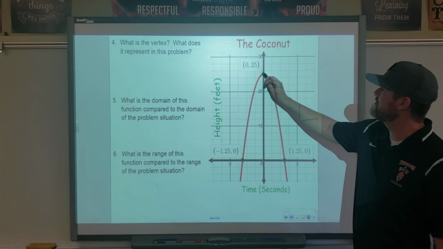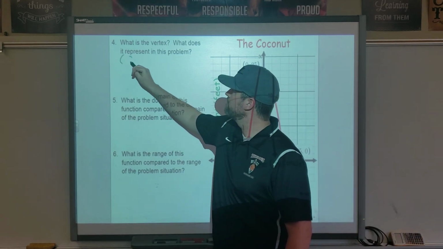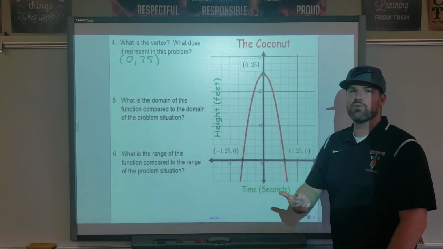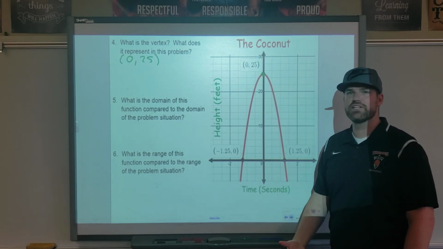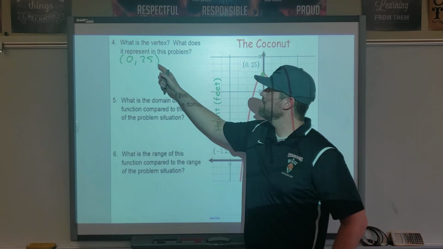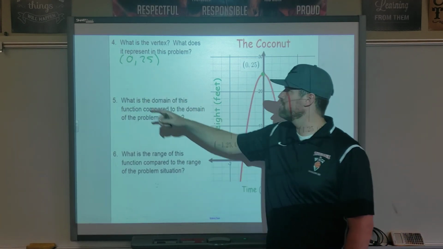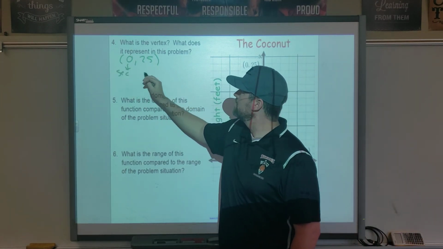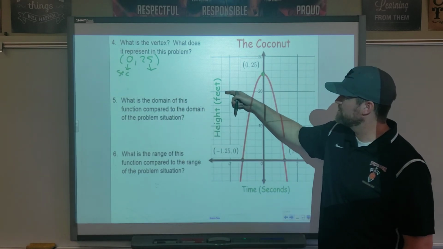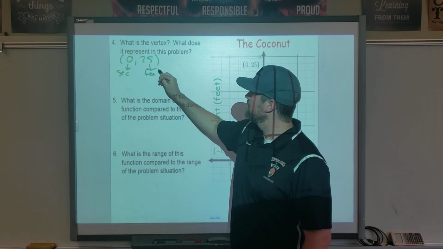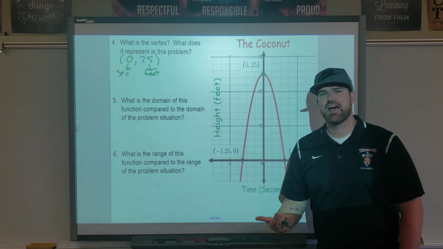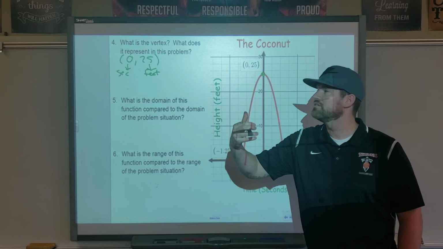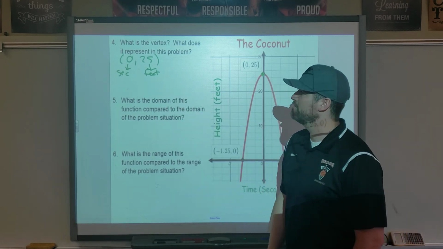The vertex of this is (0, 25). You might also notice that the vertex in this problem is also our y-intercept. That's just because there was no initial velocity. But in this problem, again, we read the graph. 0 is my x, which is time in seconds. Y is my height, which is in feet. So at 0 seconds, how high in the air was the coconut? Well, at 0 seconds, or the beginning of it dropping, it was 25 feet above ground.